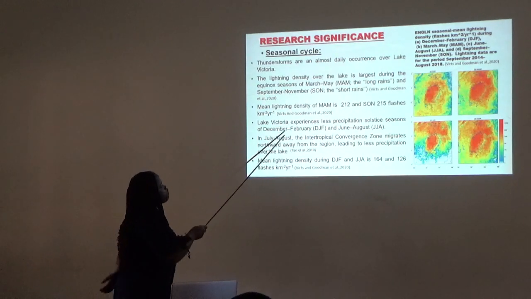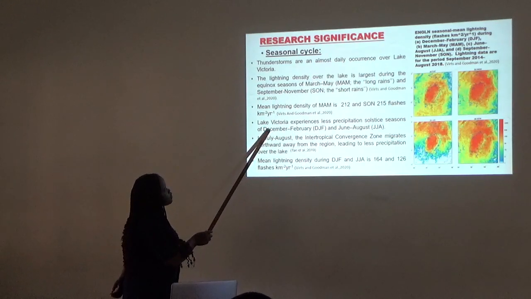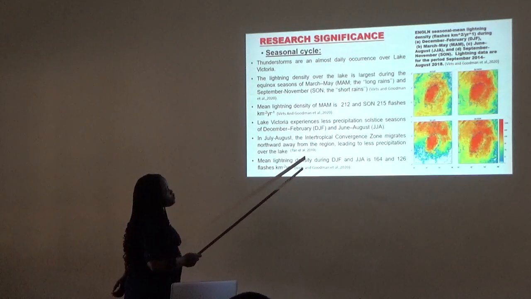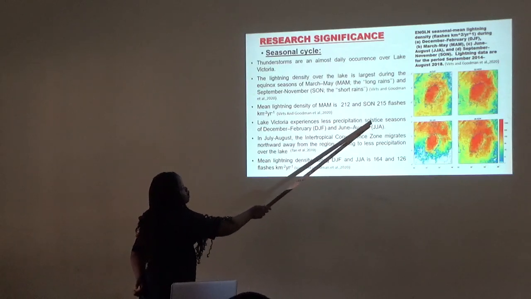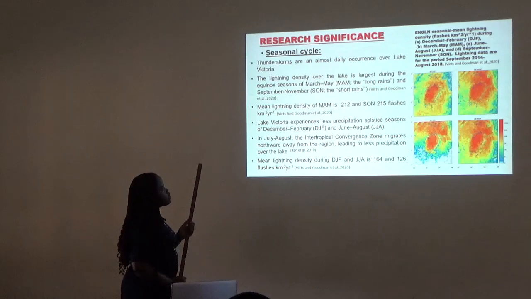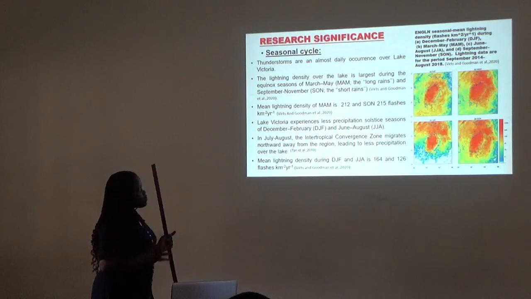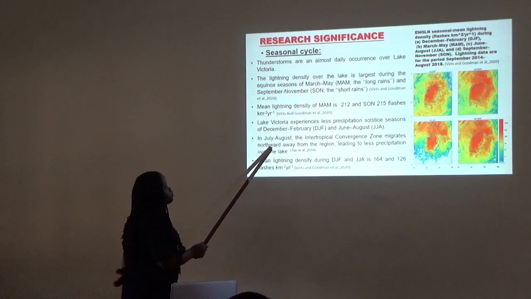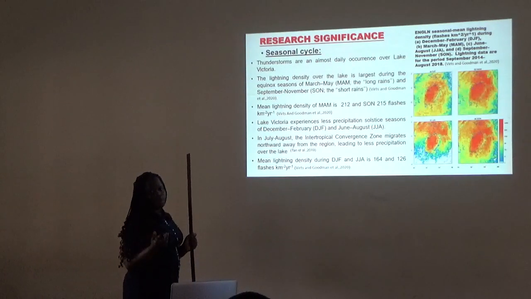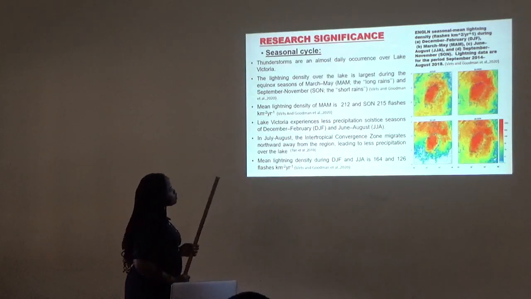And then the Lake Victoria region experiences less precipitation during the dry seasons, December to February and July to August. In July to August, the ITCZ migrates northwards away from the region, and that's why it causes less rainfall during this time.